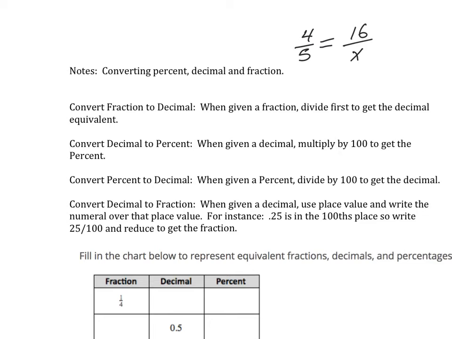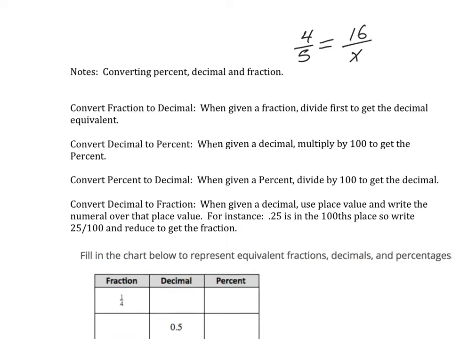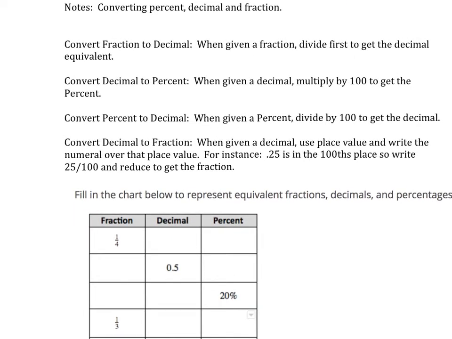Convert decimal to percent. When given a decimal, multiply by 100 to get the percent. So whatever your decimal is, 0.33, multiply by 100, you get 33%. Convert percent to decimal. When given a percent, divide by 100. So if you're given a percent, you want to get the decimal, you divide by 100 to get the decimal.